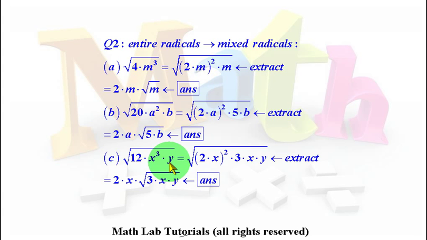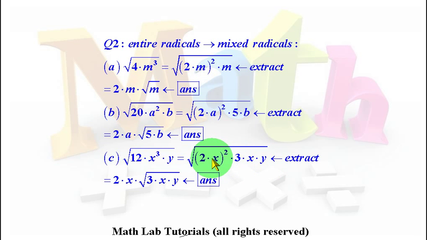And now 2 to the power 2 is 4. We need a 12, so we have to drop in a 3. And x to the power 2, we need x to the power 3, so you have to drop in an x. And of course, y was left over from before. So we identify the good guy as 2x, and the bad guy is 3xy.